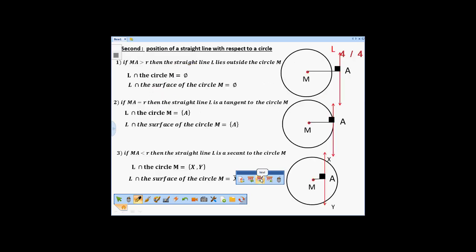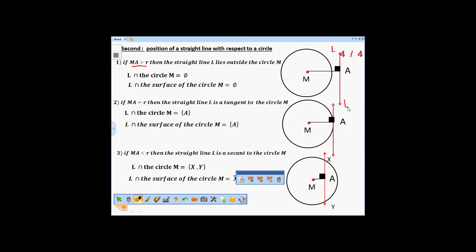Let us see the second part of our lesson, position of a straight line with respect to a circle. I have also three cases. If MA is greater than R, it means A is outside the circle, then the straight line passing through this point A, which we call L, is outside the circle.